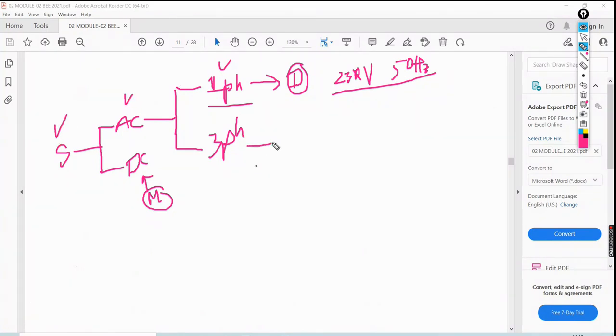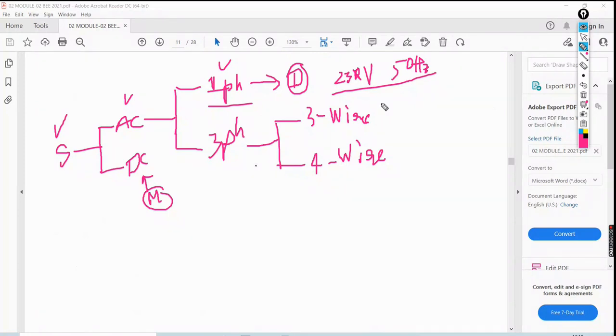Then with respect to the three phase, there will be two types. One is 3-wire system, another one is 4-wire system. This is based on the connections, and we can discuss that connection also. These are the two different types of power supply we are going to use.